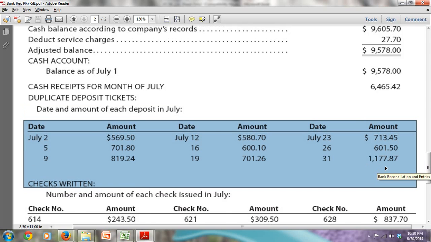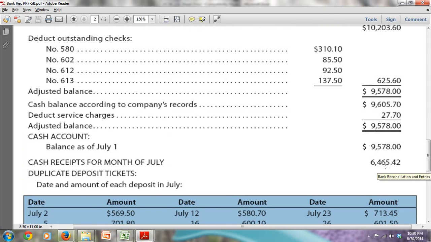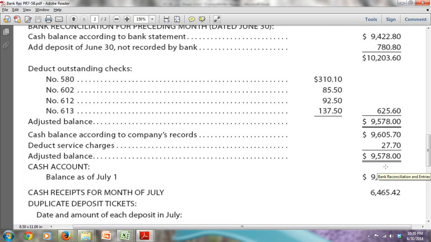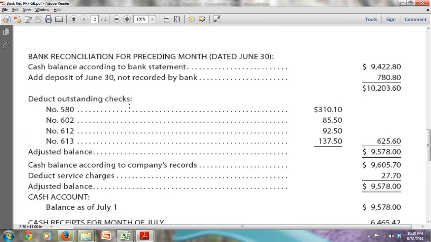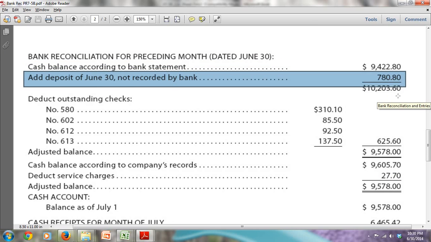We also have to look if there were any deposits in transit in the previous month's bank reconciliation. Okay, and there was. Take a look at this. In the previous month bank rec, we had a deposit in transit of $780.80. We have to make sure that that deposit clears on the current bank statement. So let's go look at the bank statement to see if that $780.80 deposit cleared.